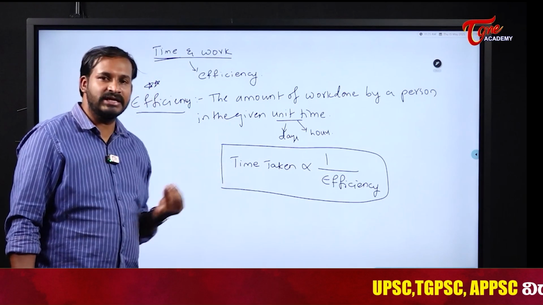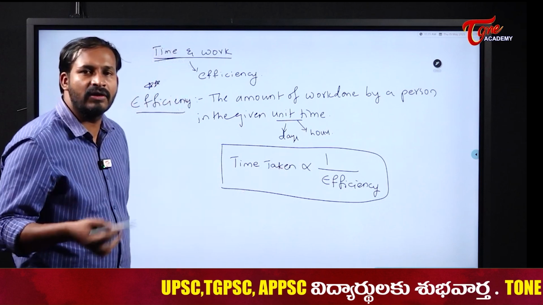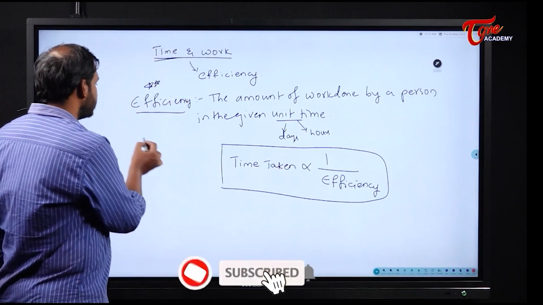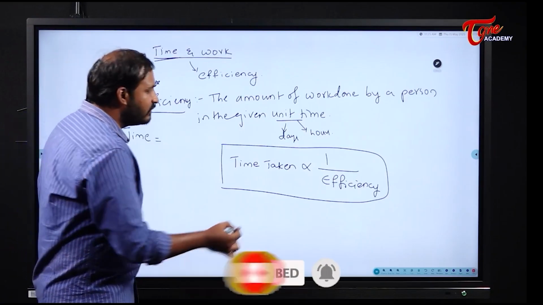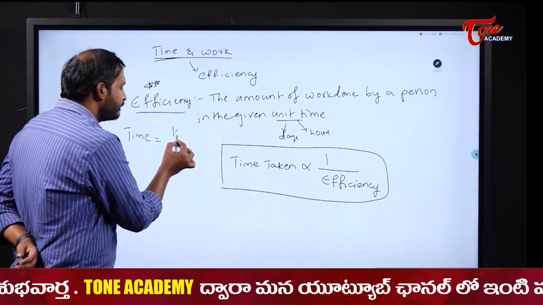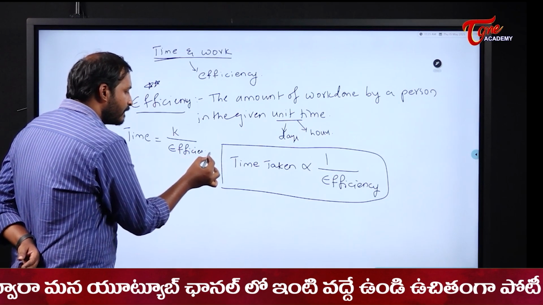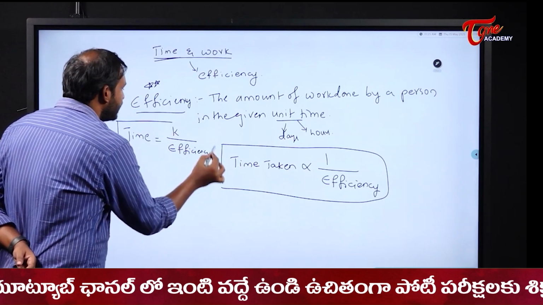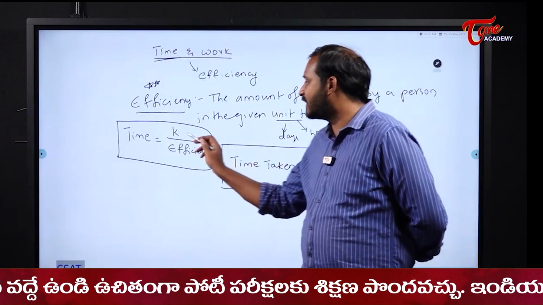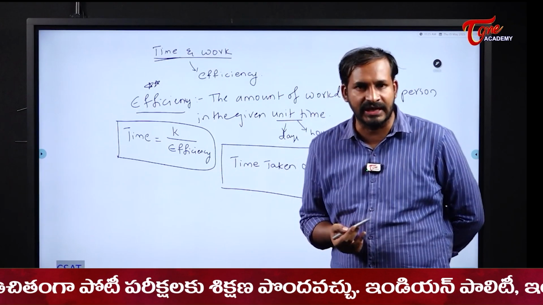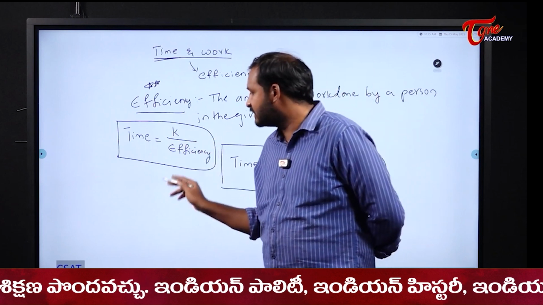Now, time taken is inversely proportional to efficiency, right? Whenever you have a proportionality symbol, how do we avoid it? We multiply with a constant k. So time is equal to k by efficiency. Generally, to remove a proportionality symbol, we multiply with a constant. That is a mathematical process, right? So, time taken is equal to k by efficiency, where k is a constant.